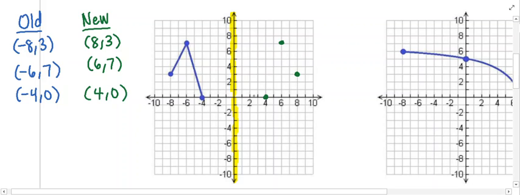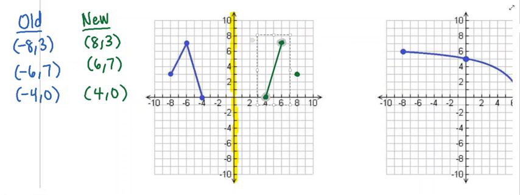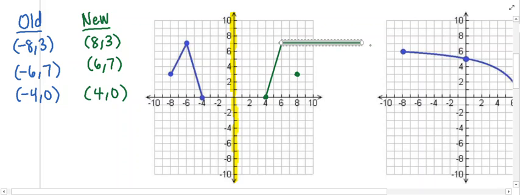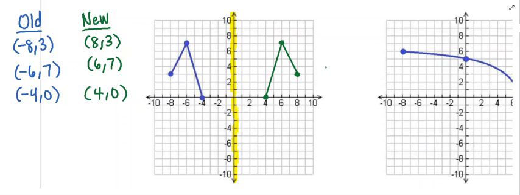So we're going to go from left to right. We're going to start with 4, 0, and connect it with a line segment to the point at 6, 7. And then we will go from 6, 7 and connect that point to 8, 3. And there's your graph. If you fold your sheet of paper along the y-axis, along that yellow line, the blue graph is going to lie on top of the green graph.